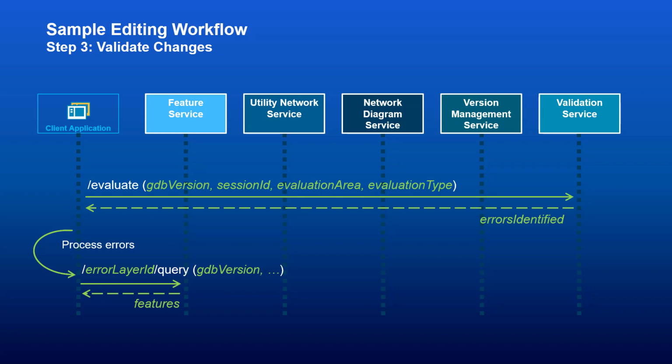What you will do is use the validation service once you've edited your data to evaluate the changes that you've made. For this, you will use the evaluate operation and you will yet again pass in the version, the session ID, and the area which you want to validate and the type of evaluation that you want to do on that area. So once you do that, you may get back some errors. If this is the case, you will need to process those errors. So you will get a list of error layer IDs and you will be able to query them as you query any standard layer. And you will get a set of features and you should get their corresponding error.